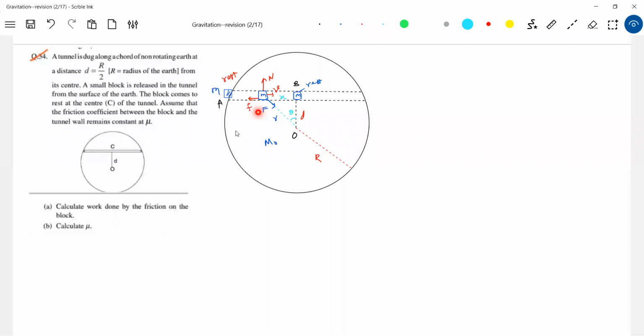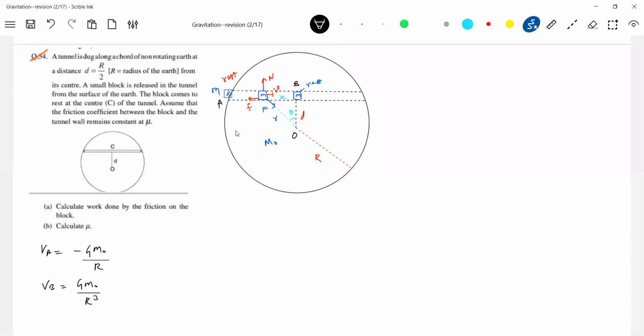Then friction does negative work. So therefore, there should be a decrease in gravitational potential energy. The decrease in gravitational potential energy is utilized to overcome the work done by the friction. That's the core idea. So what is the potential at point A? We'll calculate. Potential at point A should be equal to minus G m naught by R. Potential at B, potential inside, should be equal to G m naught by R square.